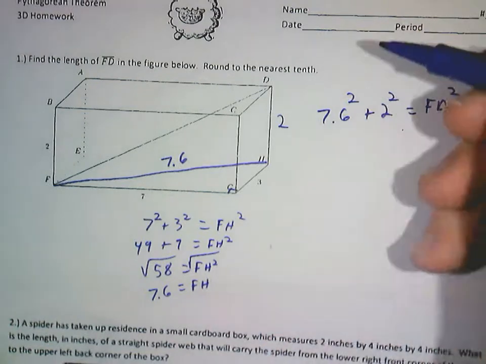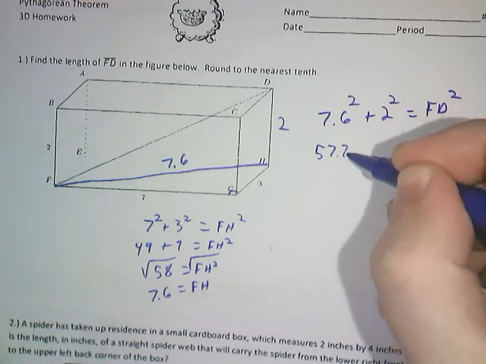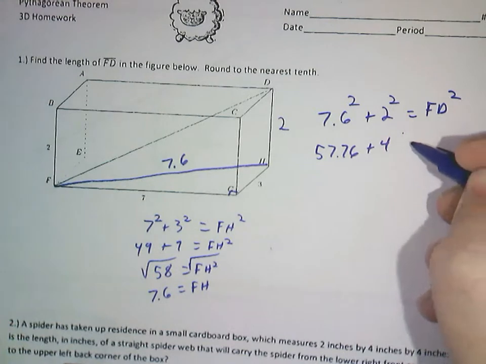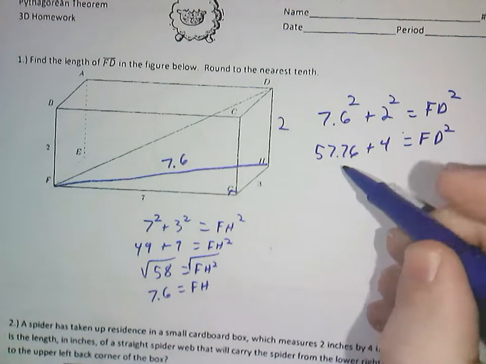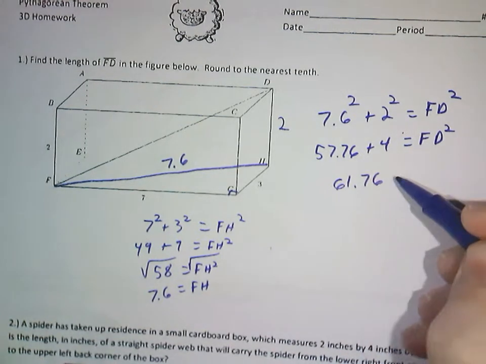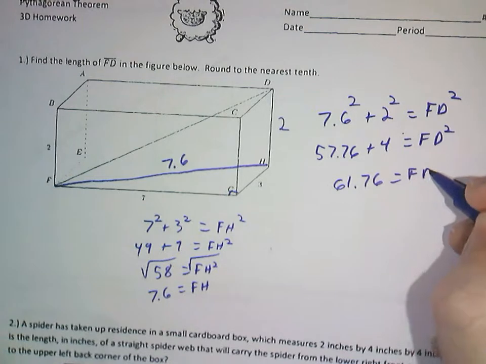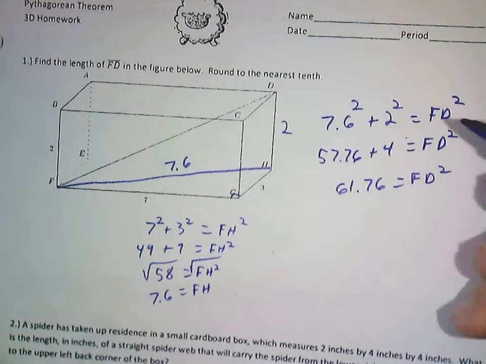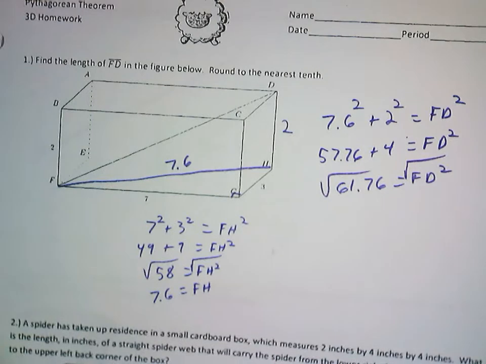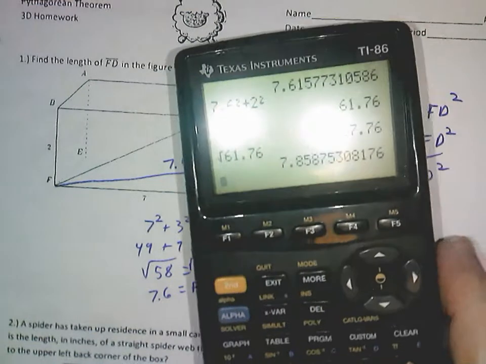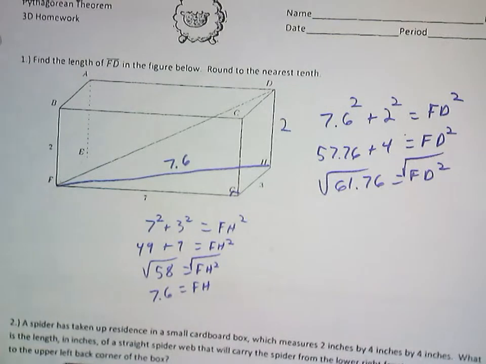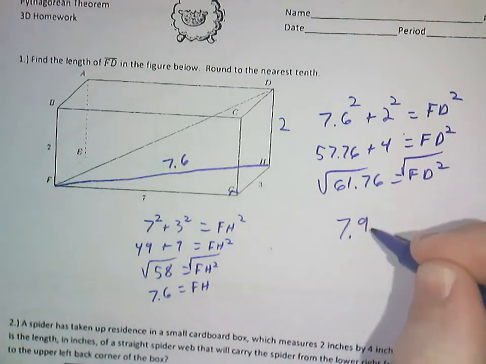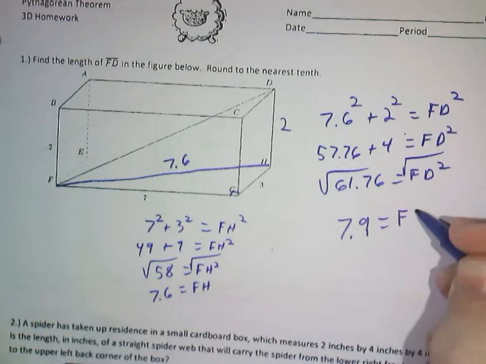Sorry, I jumped a step. So 7.6 squared is 57.76, and then 2 squared is 4, is equal to FD squared. Add them together, you get 61.76 is equal to FD squared. And then the last thing we do is square root. The square root of 61.76 is going to be 7.858, and so on. So we're just going to round that to 7.9 as the measurement of FD.